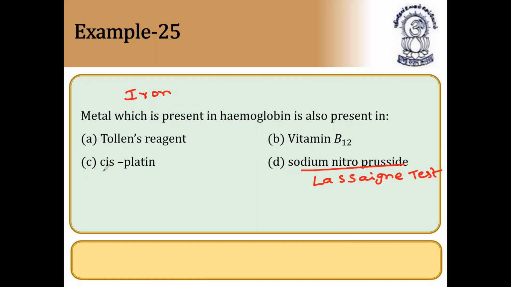Cisplatin is the cis isomer of platinum chloride. So the answer could be, what is sodium nitroprusside? It is Lassaigne's test, in that sodium is replaced with iron. Sorry, iron is also present. So definitely the answer is D. Very, very important. Sodium nitroprusside.